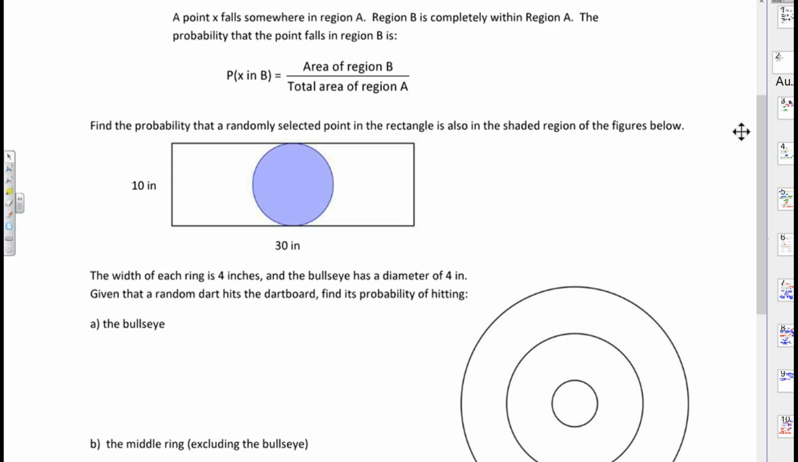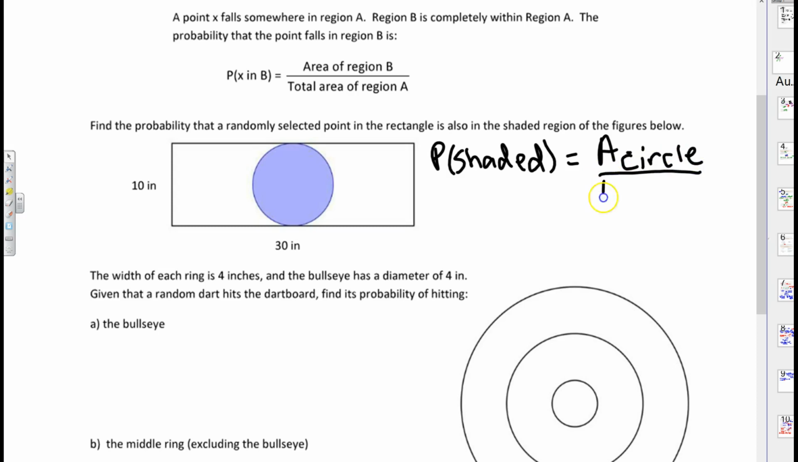Find the probability that a randomly selected point in the rectangle is also in the shaded region of the figure below. So we are looking for the probability that we land in this shaded region. Well, that's going to equal the area of interest. The area of my shaded region is actually the area of that circle, and I'm going to divide that by the area of the largest thing in the picture, in this case, the rectangle.